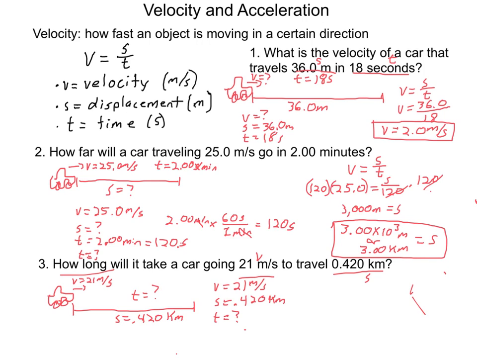And I remember my nifty little trick. Kilo just means times 10 to the third. And I'm not worried about proper scientific notation here because it's not the final answer. I just get to write 0.420 times 10 to the third meters as the displacement. Now I rewrite the equation and solve, and I'm going to give myself a little bit more room and scroll down.